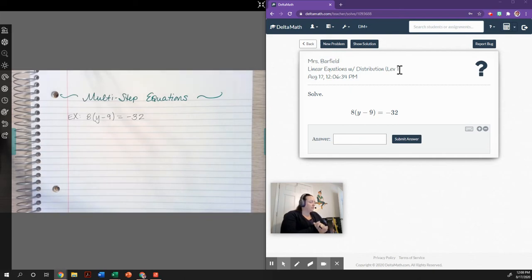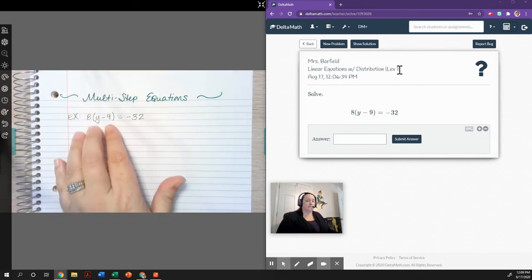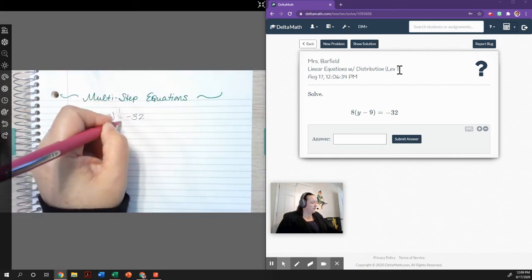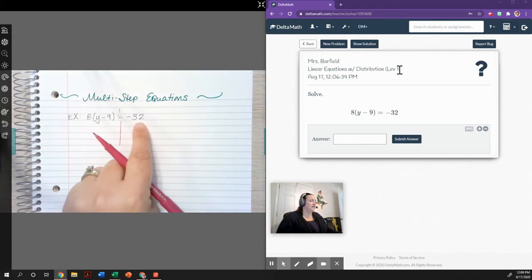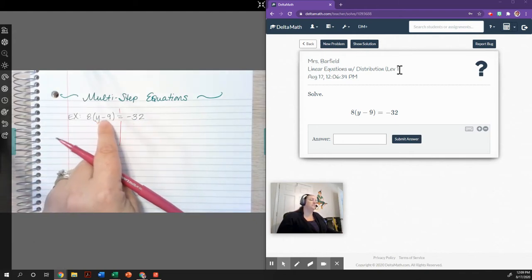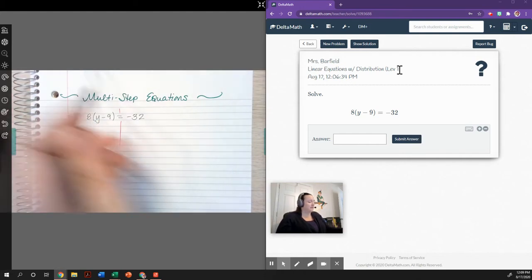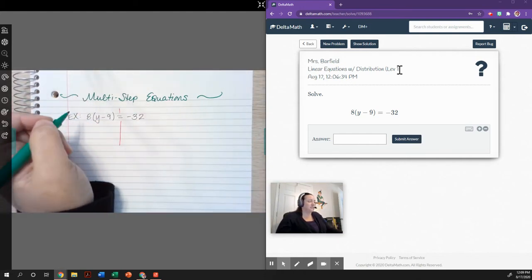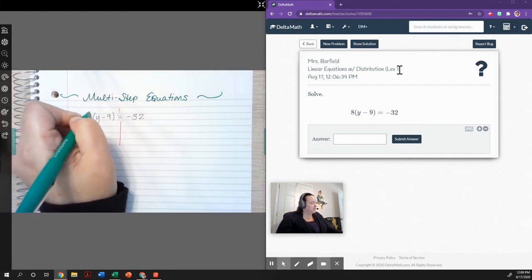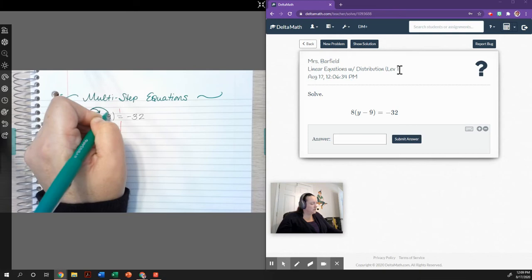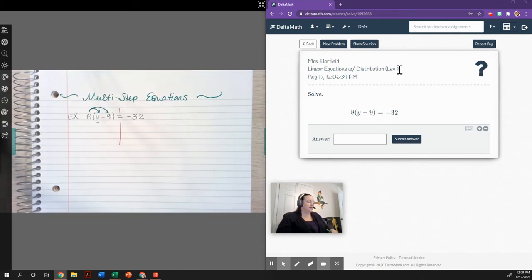Okay, so I have 8 times parentheses y minus 9 equals negative 32. So I've got steps I need to complete before I can even start solving the equation. So if I have my wall, I've got my left side, I've got my right side. My left side, I've got 8 parentheses y minus 9. Well, if you don't remember that from last year, that is an indication of distributive property, which means I need to distribute this 8 into the parentheses. So I need to multiply everything in the parentheses by 8.